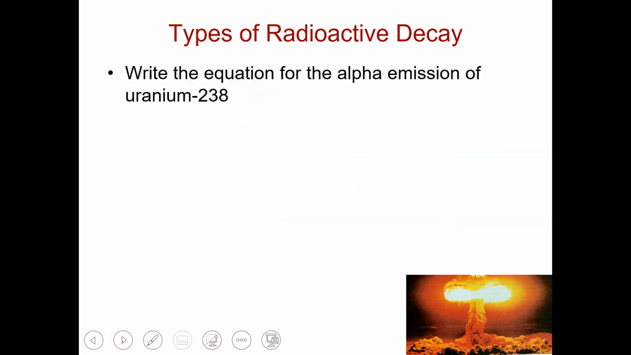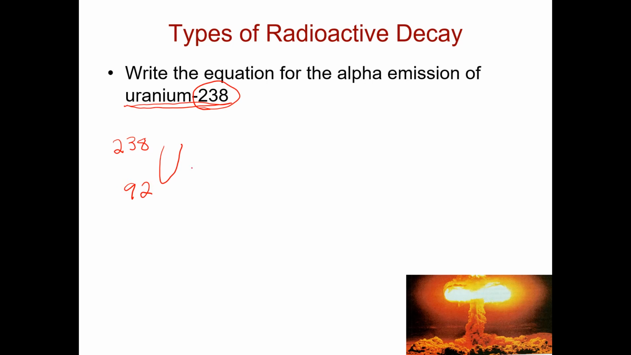So let's take a look at another example here and write an equation ourselves. So we want to write the equation for the alpha emission of uranium-238. So 238 is the mass number. Whenever you see an element written this way, the number that follows it is the mass number. And we're not given the atomic number, but we can look on the periodic table, and uranium has an atomic number of 92.